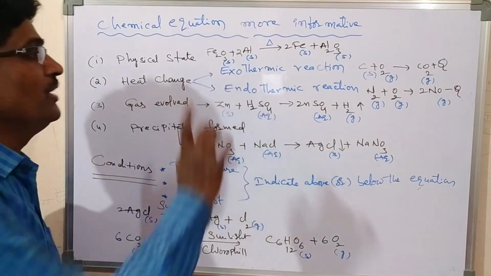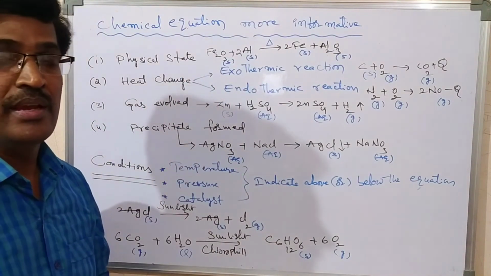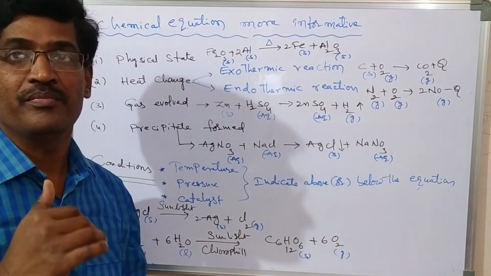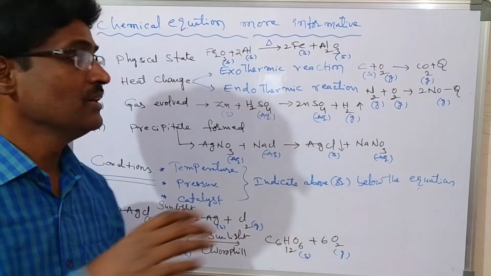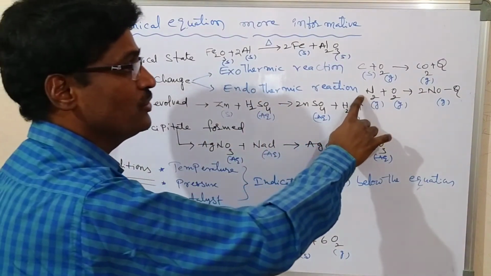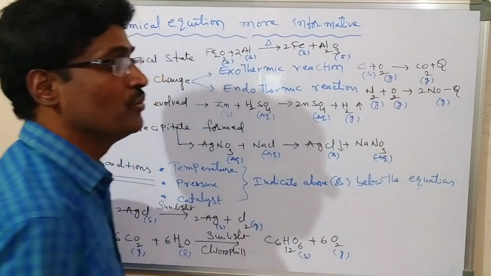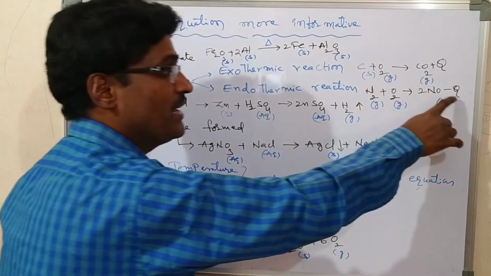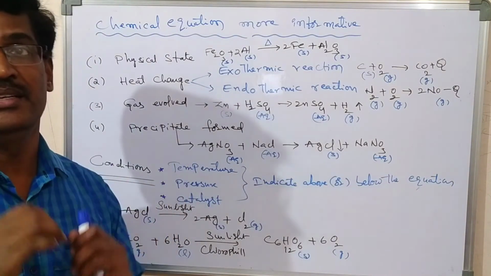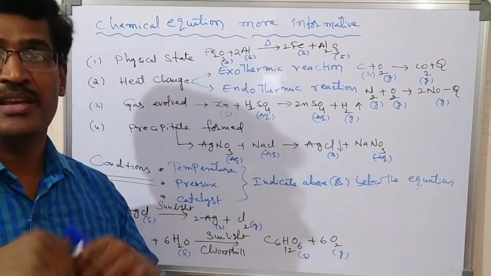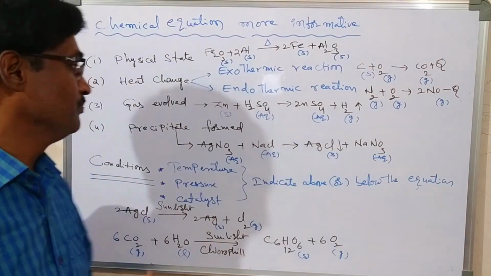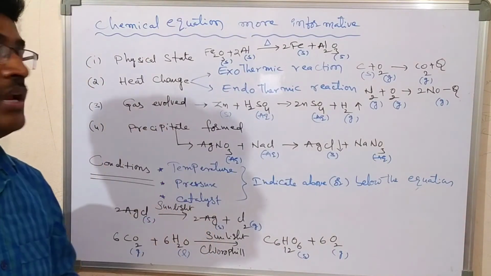Next one, endothermic reaction. Endothermic means heat is absorbed or taken. That is an endothermic reaction. Example: N2 plus O2 gives rise to 2NO. This minus Q indicates heat is needed, it is taken in. That we have to represent as an endothermic reaction. Okay, next, gas evolved.